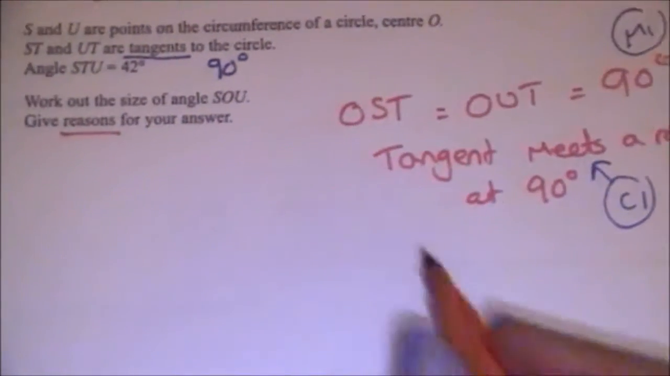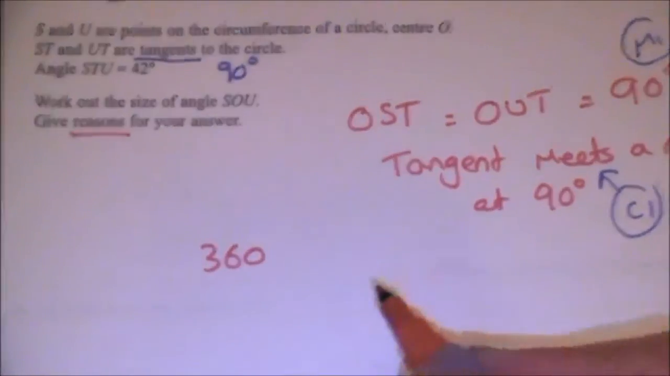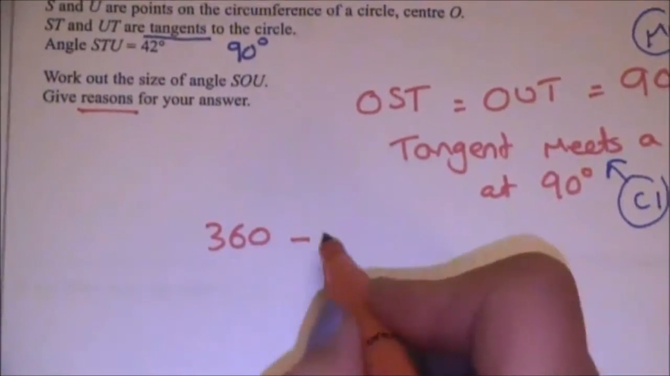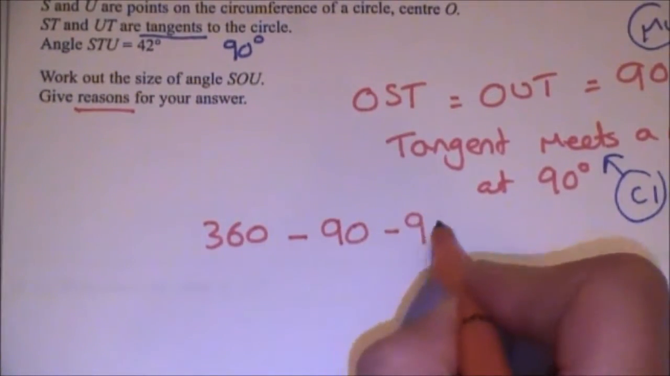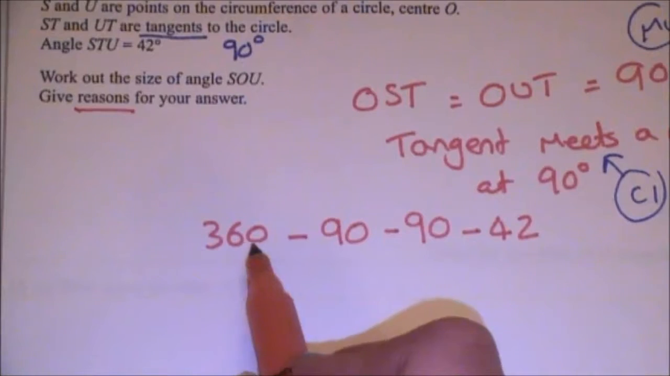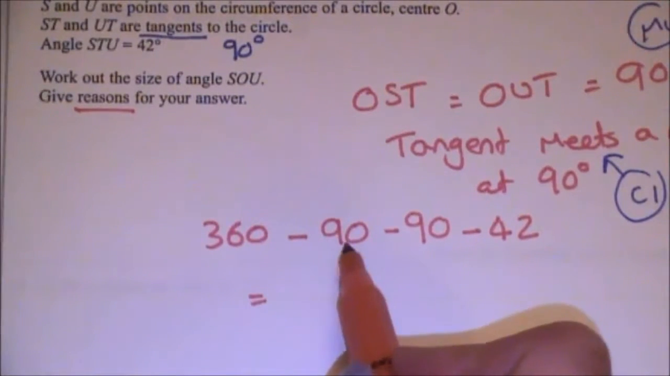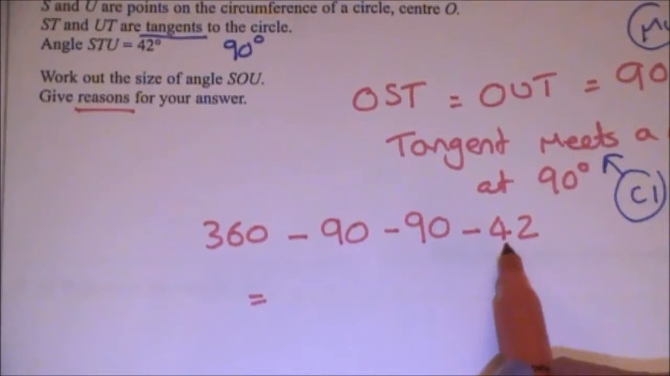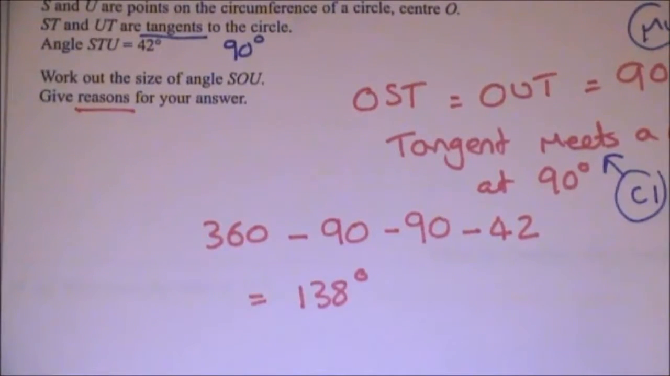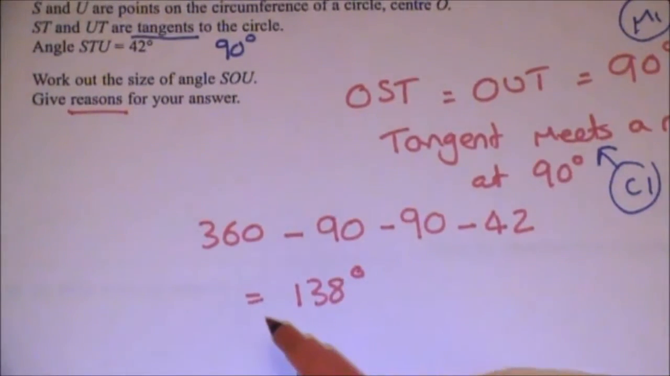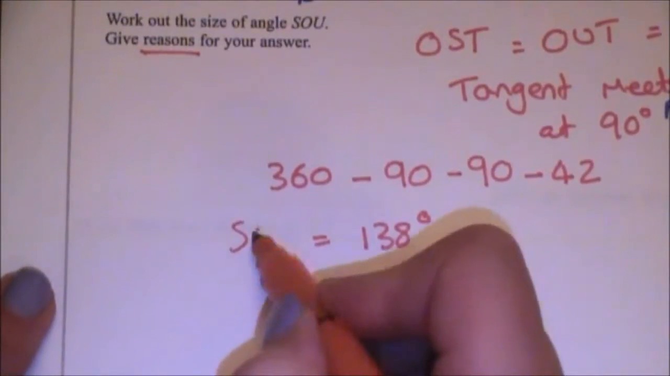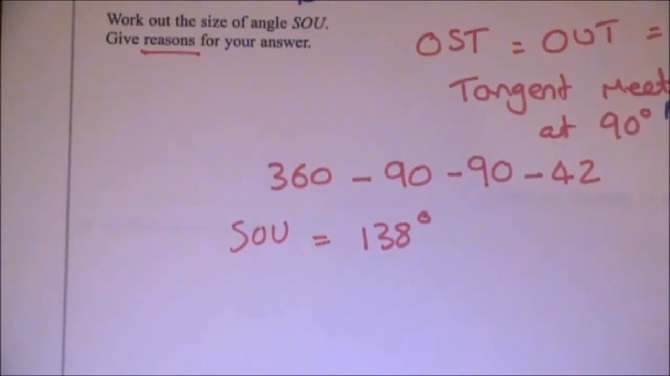So now I'm going to show that I'm aware that I use 360 degrees, I subtract the 90, and the 42. So subtract 90, subtract 90, subtract 42. That's going to give me 360, take 90 is 270, take 90 is 180, take 42 is 138 degrees. And so that's what my angle is. So I'm going to finish it off by calling it what they wanted. It's called angle SOU. So SOU equals 138 degrees.